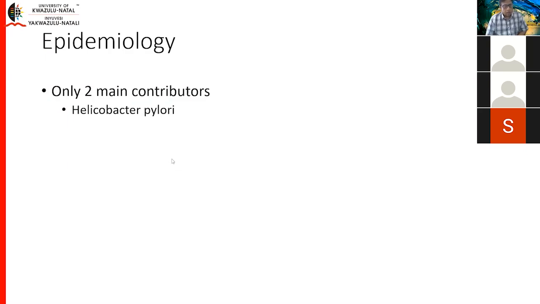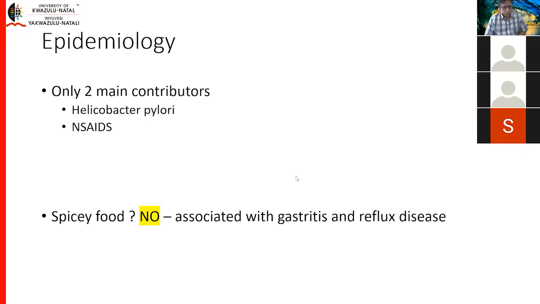And then the second contributory factor that Simpiwe mentioned was non-steroidal anti-inflammatory drugs. So what about things like spicy food? This is something that people very frequently say. They'll come into SOPD or come to see you as a GP and say, I've been eating some spicy food and I'm sure I've got peptic ulcers, because they point to the epigastrium and complain that it's burning and painful. But the fact of the matter is that spicy food does not cause peptic ulcers.